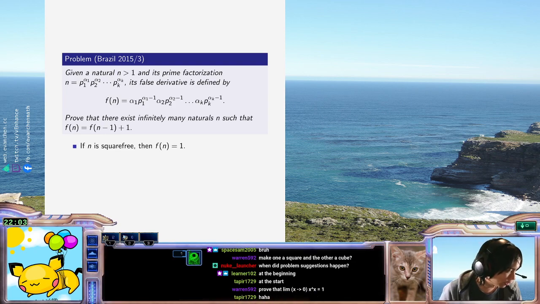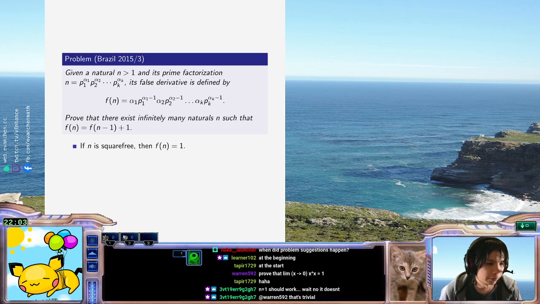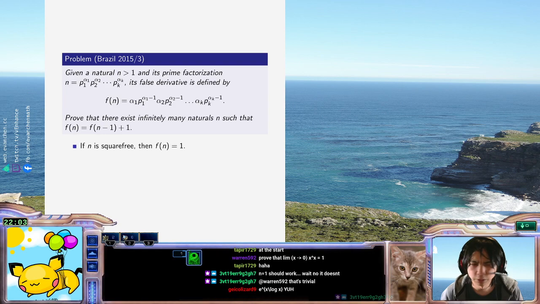Prove that the limit of x to the x as x goes to 0 is 1. For Warren, it's probably better if you write it as e to the x log x. Then you just want to show x log x approaches 0 as x goes to 0, which should be true. Yeah, that should be true.